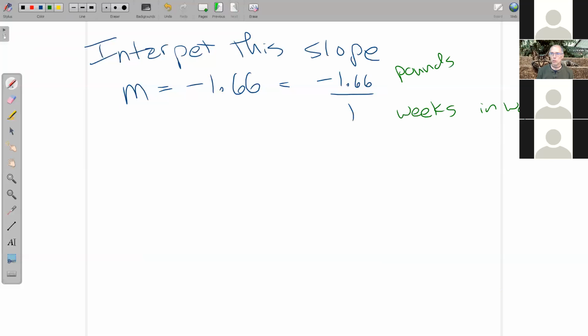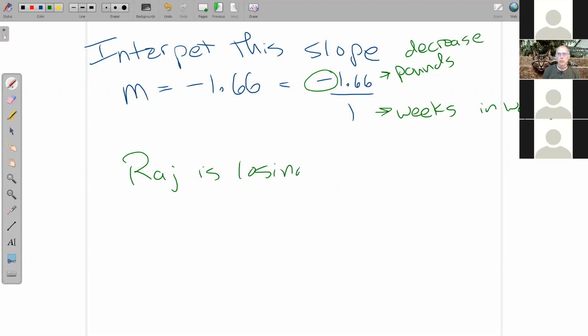So whenever I want to interpret a slope, tell somebody else what it means, what I do is I write down the slope, I write it as a fraction, I remind myself what the numerator means, and I remind myself what the denominator means. The negative here would be a decrease in pounds, or a drop, something like that. So what I could say here is for the slope, Raj is losing, so there's my word for the decrease here, about 1.66 pounds per week.